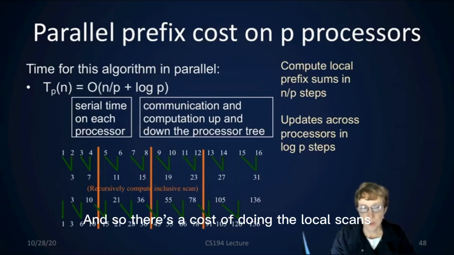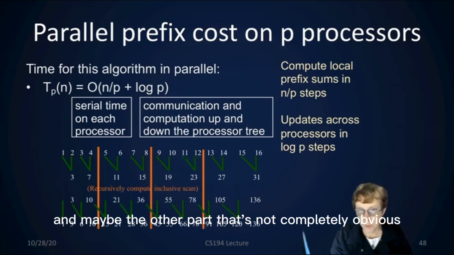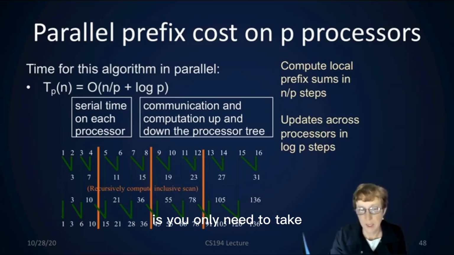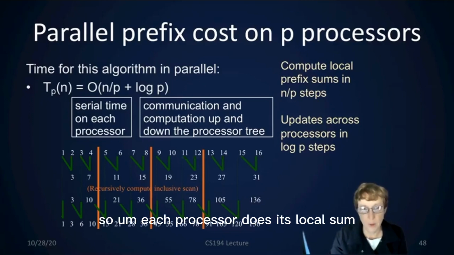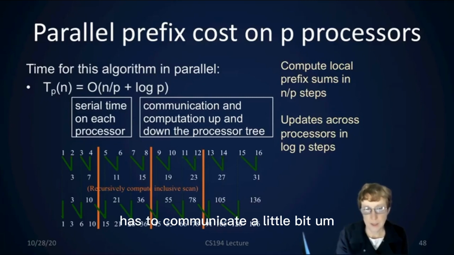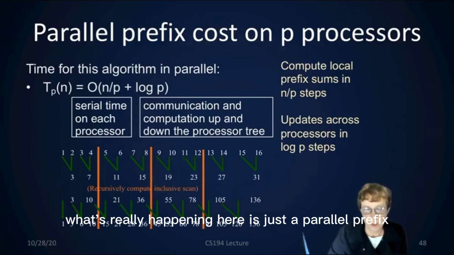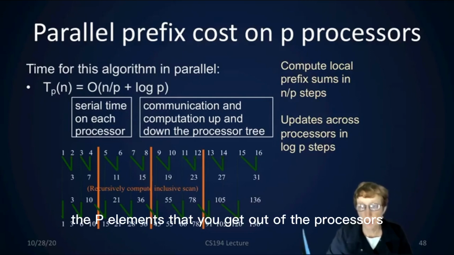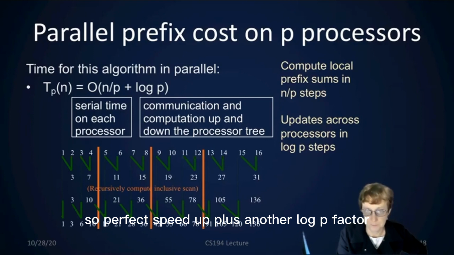And so there's a cost of doing the local scans in each one of the processors. And maybe the other part that's not completely obvious is you only need to take that one value and pass it to the right, for example, or pass something to the left. So each processor does its local sum, has to communicate a little bit sideways, and then you can do the scan, because what's really happening in here is just a parallel prefix or a scan of the P elements that you get out of the processors. So the serial time here is the N over P again, so perfect speed up plus another log P factor.